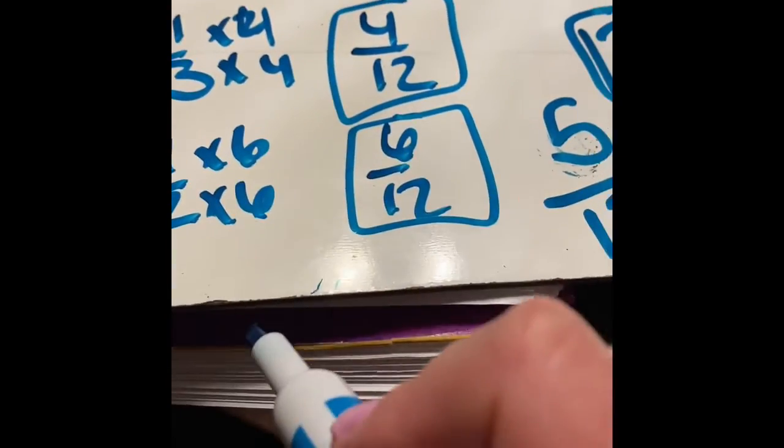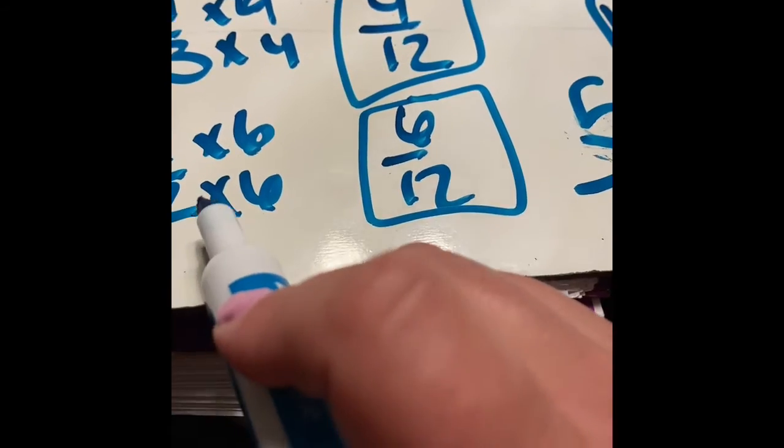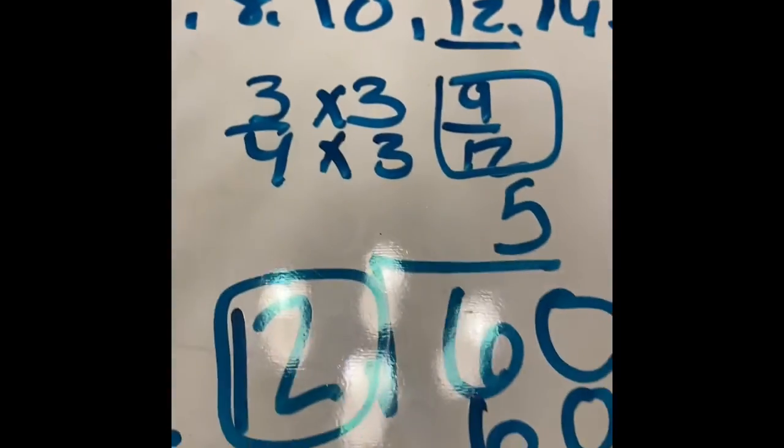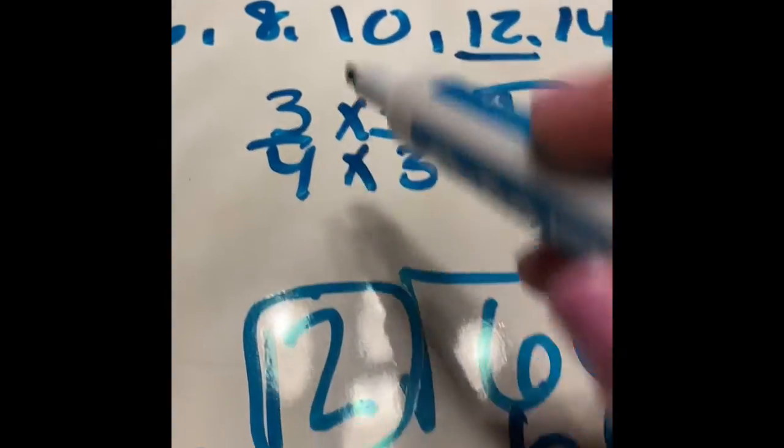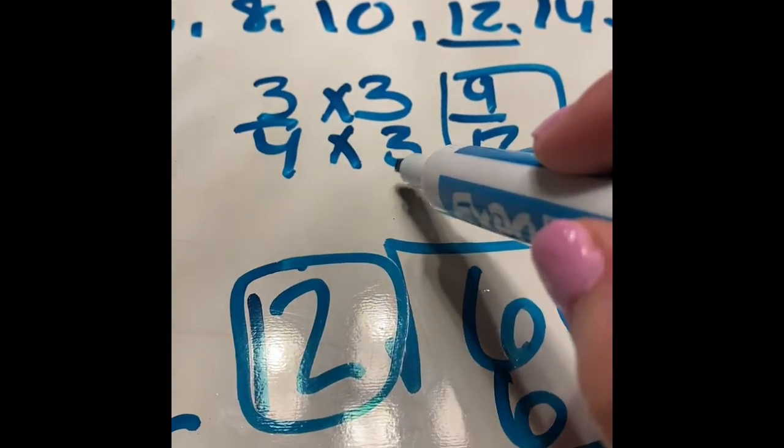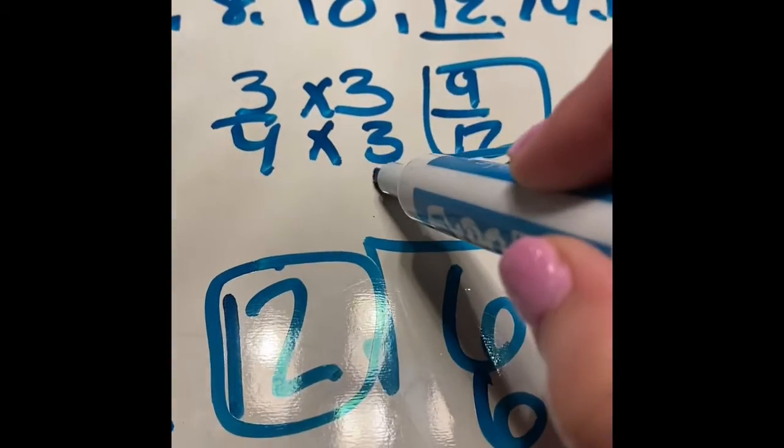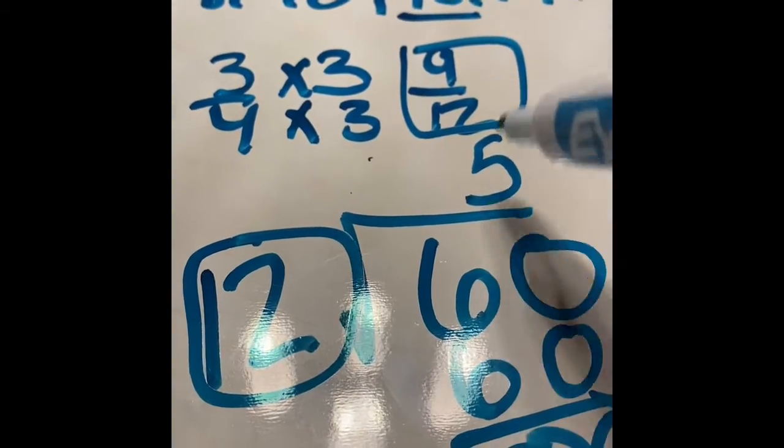My 1/2. I needed to multiply this one by 6 to get to 12. Whatever I do to the bottom, I do to the top. Now my new fraction is 6/12. And finally, for 3/4, I multiplied the bottom by 3 to get to 12. Whatever I do to the bottom, I do to the top.